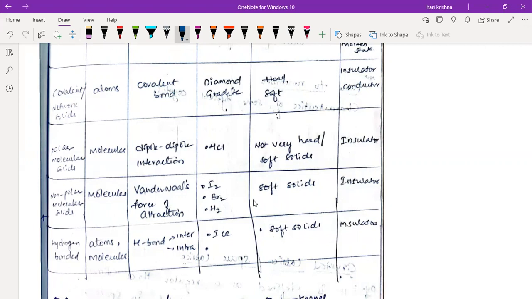Okay. And the next one is the polar molecules. What is the meaning of polar bonds? If they have a dipole moment between the two atoms, those molecules are called polar molecules. If they don't have any dipole moment between the two atoms, those are called non-polar molecules. I hope you remembered in class 11th what a dipole moment is and what a non-dipole moment is. Yes or no? Remembered or not?